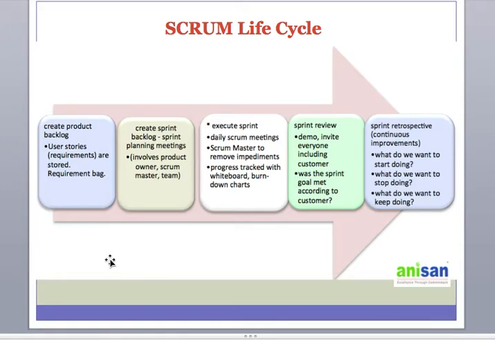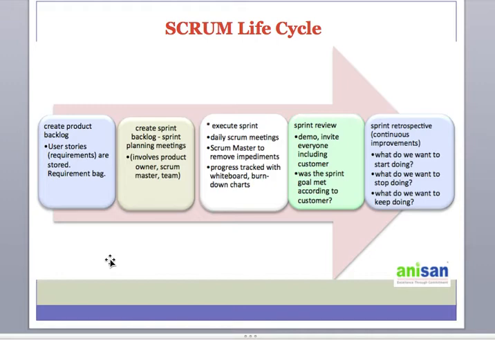This is a diagram which you will see in many places. What exactly the life cycle means is we create a product backlog, and the product backlog contains the user stories, or the requirements are stored, and that is nothing but a requirement bag. You can simply use an Excel sheet and list them, that's fine. Then we pick up a few requirements to create a sprint. A sprint is nothing but an iteration. Whichever requirements you pick up for the sprint, that is called a sprint backlog.